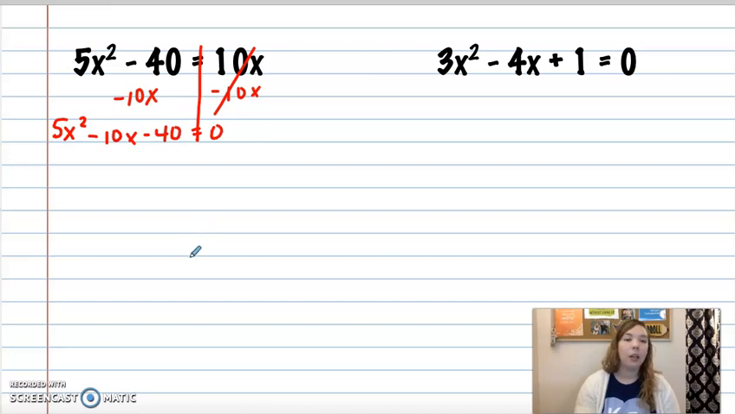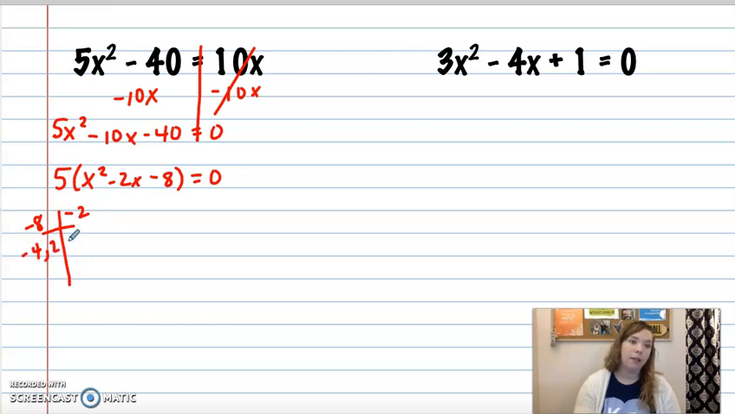Okay, looks like I can pull a 5 out, so I'm going to do that. So I'd be left with x squared minus 2x minus 8. So we want factors of negative 8 that add to be negative 2, which I believe is negative 4 and positive 2. So we'll still have that 5 out front from our factoring, and then we have x minus 4 and x plus 2 equals 0.